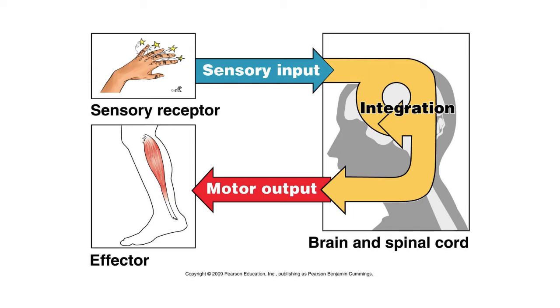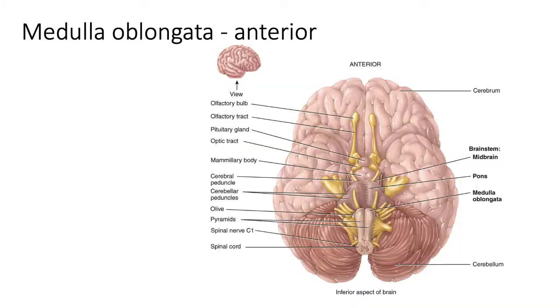All ascending and descending tracts must pass through the medulla. Ascending tracts are sensory tracts, bringing sensory information from the PNS to the CNS. Descending tracts are motor tracts, carrying instructions from the CNS back out to the PNS.